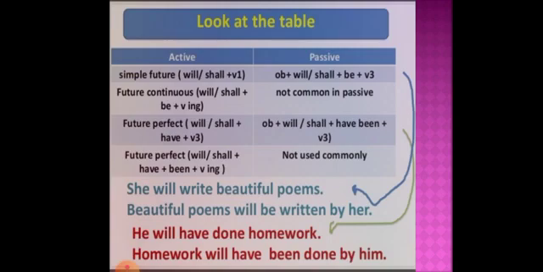Future perfect, will, shall plus have plus V3, will be changed to object plus will, shall plus have been plus V3. He will have done homework. Homework will have been done by him. Then there is future perfect continuous, will, shall plus have plus been plus V ing, not used commonly.